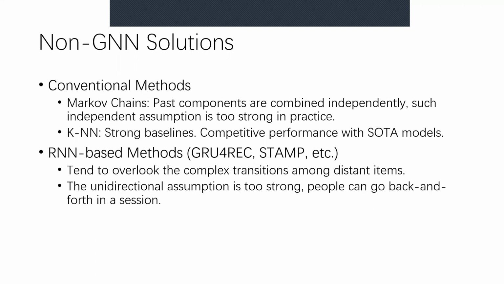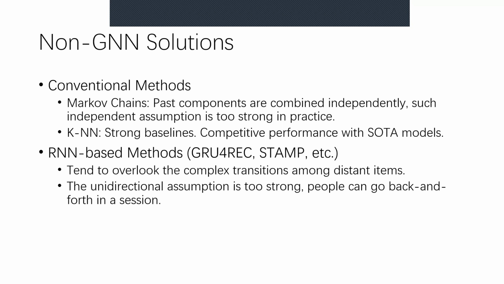Right now, GNN methods are very popular for session-based recommendation, but previously there were of course many non-GNN solutions. The conventional methods are Markov chains and KNN. Markov chains combine the past components independently, but such an independence assumption is too strong in practice.